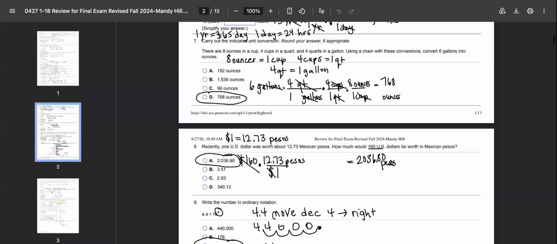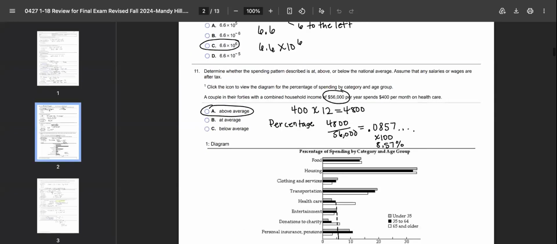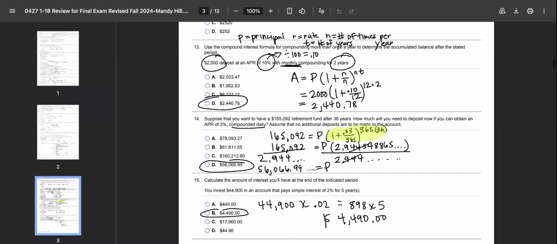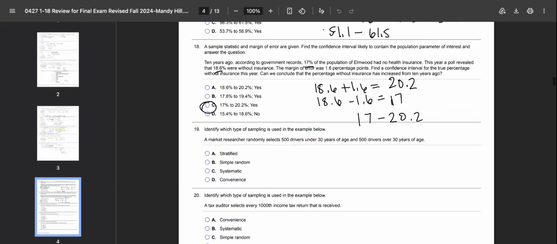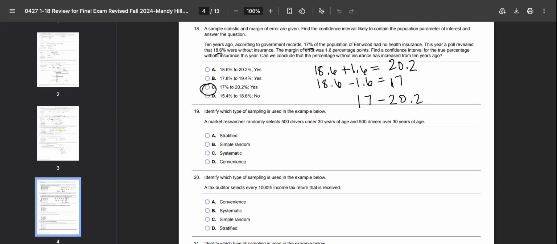So I sent you all an email that had the first 18. If you weren't here on Monday night, I sent you an email where we kind of worked these together. And so we're on 19, and it says, without further ado, identify which type of sampling is used in the example below. A market researcher randomly selects 500 drivers under 30 years of age. So it's a random something, right?